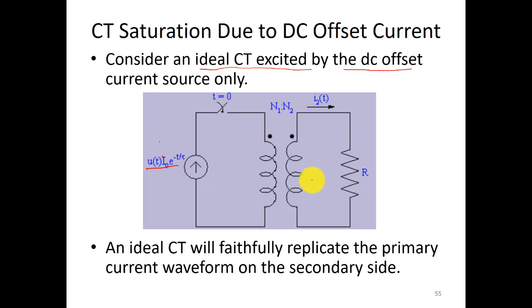Now an ideal CT will faithfully replicate the primary current waveform on the secondary side, right? So whatever primary current I1(t) will flow, it will faithfully replicate in I2. Though we are calling this a DC offset current, it will replicate because the current is changing with respect to time. So therefore a flux will be produced, and a similar current will replicate on the secondary side.